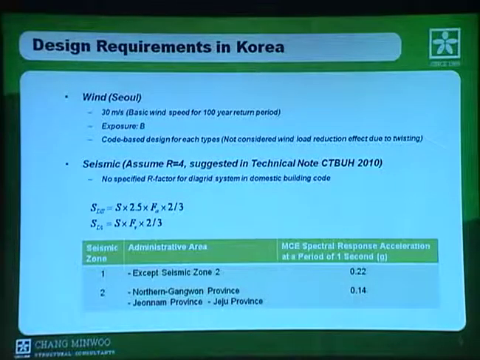And this example building was assumed to be located in Seoul, in Korea. For this region, the basic wind speed is 30 meters per second for a 100-year return period, and exposure is B. And code-based wind design for each prototype model was conducted without considering the wind load reduction effect due to the twisting, as I mentioned in the earlier slide.